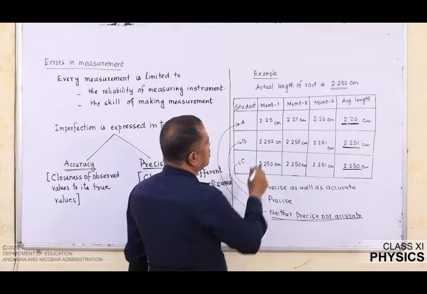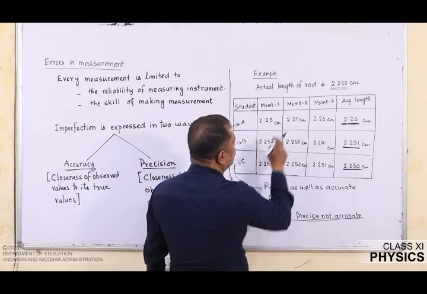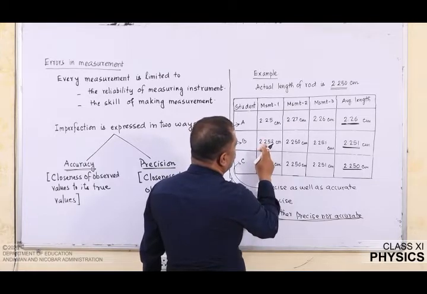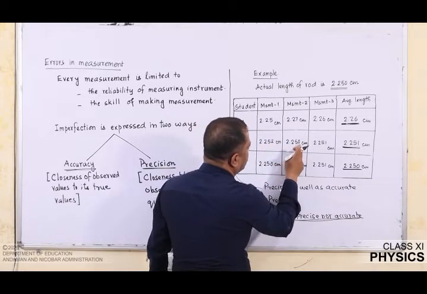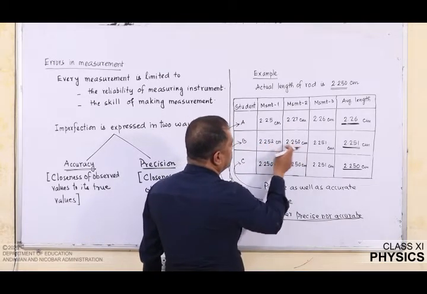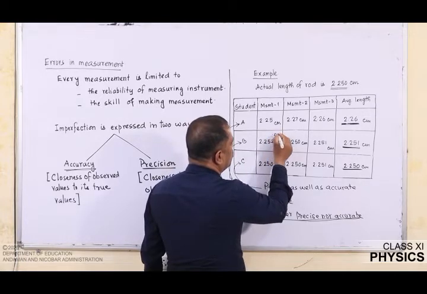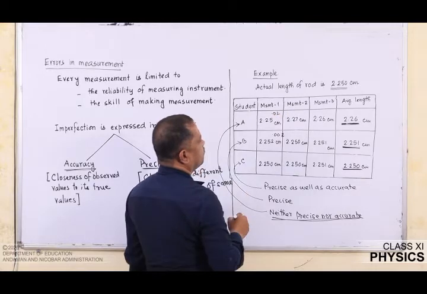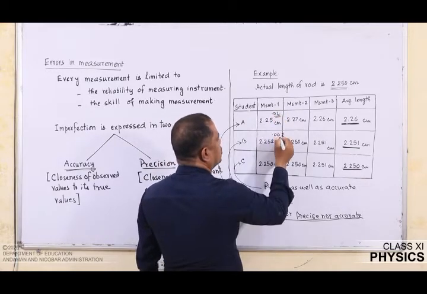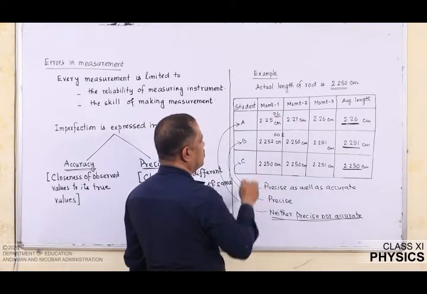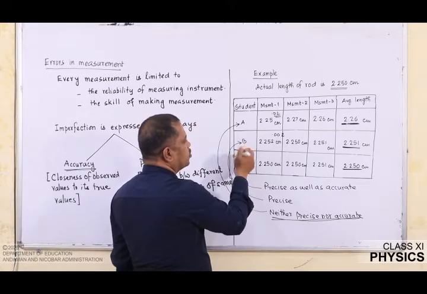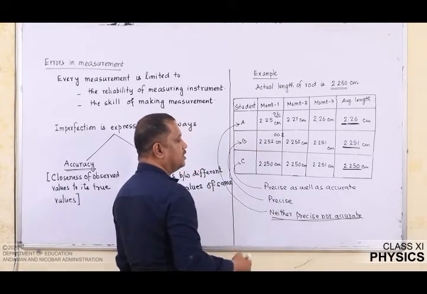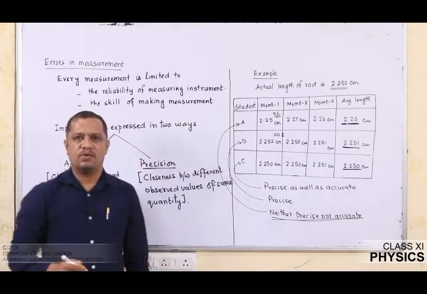Now you may ask, sir, 2.25 and 2.27, here it is 2.252 and 2.250. So the difference is 0.002, whereas here the difference is 0.02. So this is 10 times larger in comparison to the value calculated by B. So therefore this is precise. B is precise but not accurate.